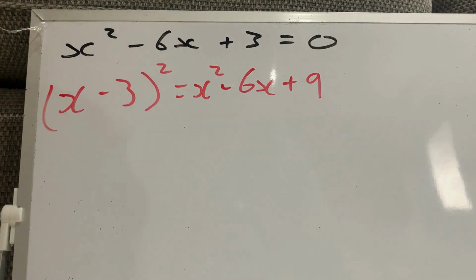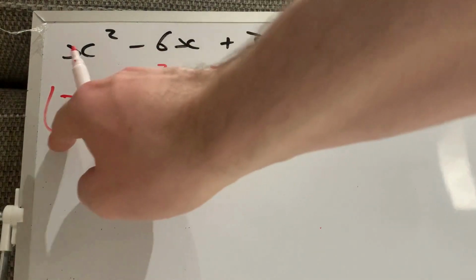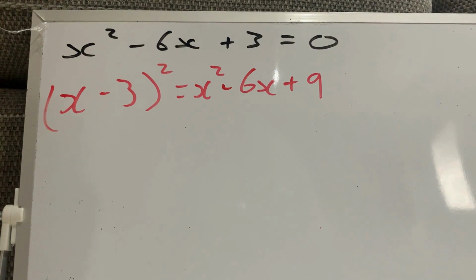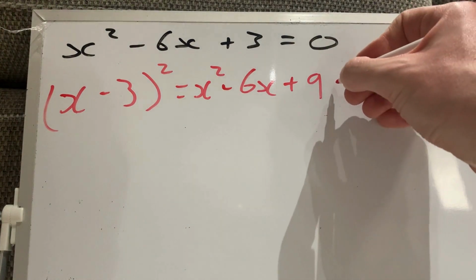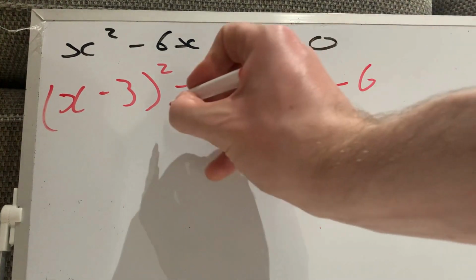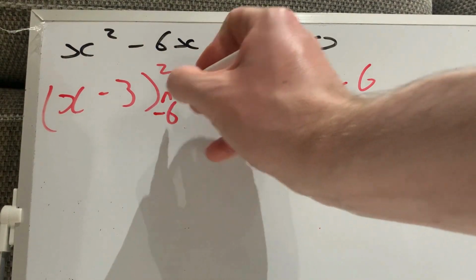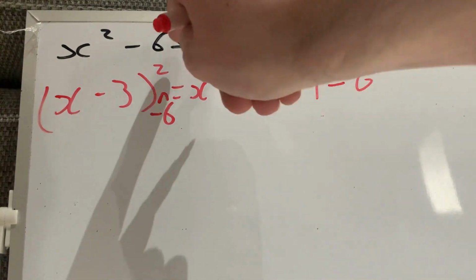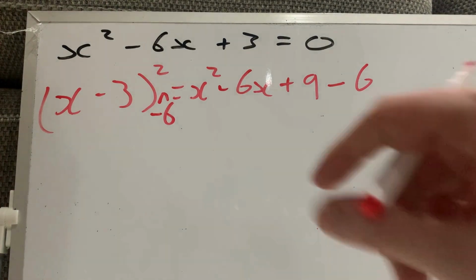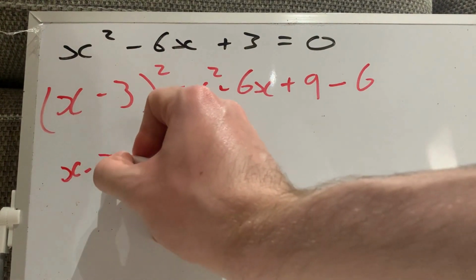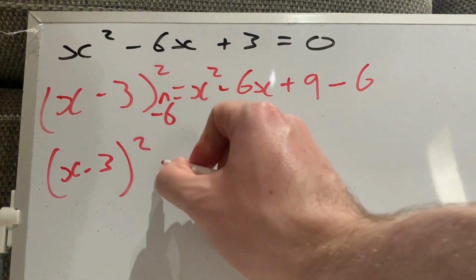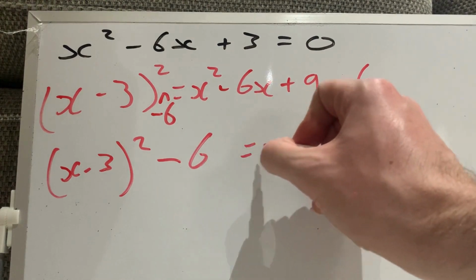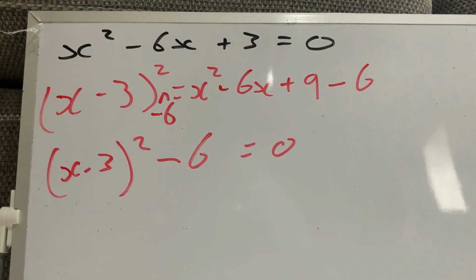Okay, so these two are a little bit different, all right? So we can't just put this guy and say that it's x minus 3 squared. But what we can do is say, okay, let's take away 6 from both sides. Okay, let's put a minus 6 in there. Then we can see that this guy is going to now equal that guy. So we can see that x minus 3 squared minus 6 equals 0. Okay. I hope I've made that as clear as I can.